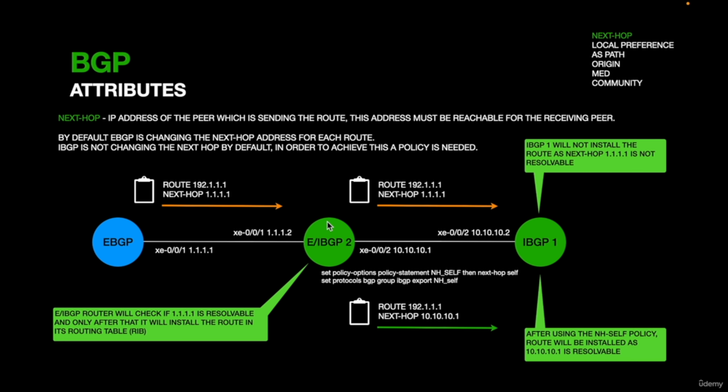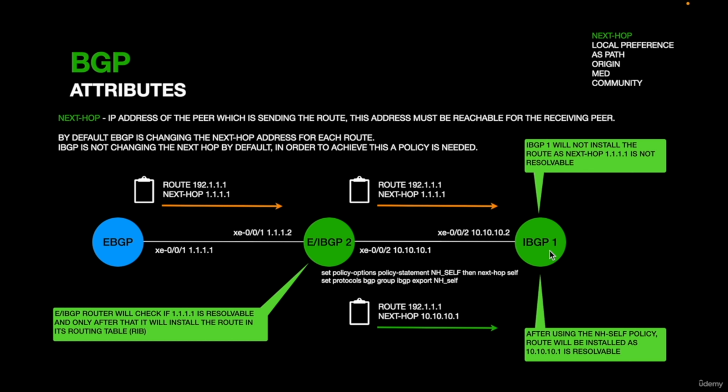So in order to change this default behavior, you should create a policy on router 2. And the policy looks like this: set policy-options policy-statement next-hop-self then next-hop self, and set protocols bgp group iBGP export next-hop-self. Basically, these two lines here, this is the policy itself, and this is where you apply the policy. This policy will change the next hop of this route. It will send the route to iBGP1, but the next hop for this route will be 10.10.10.1, which is the IP address of this interface here.